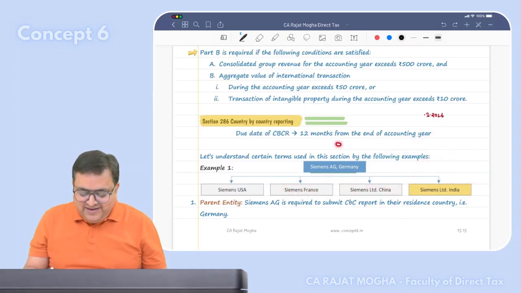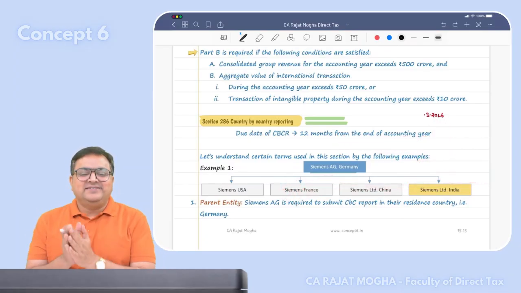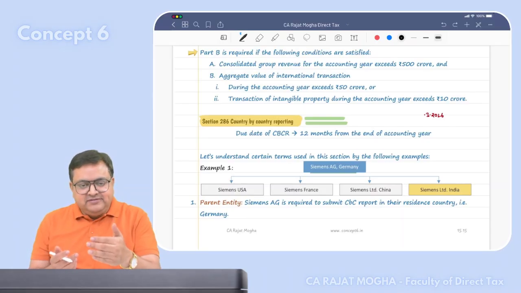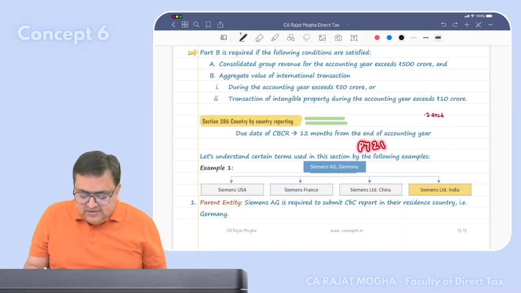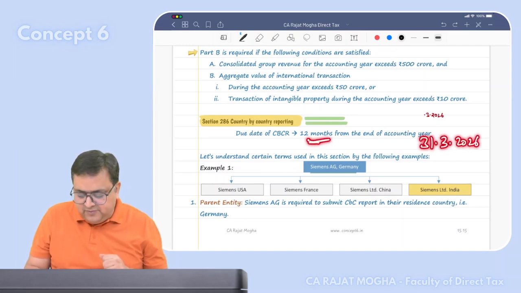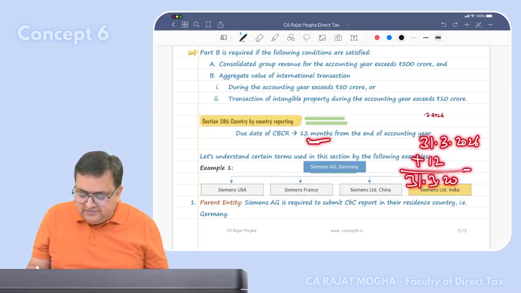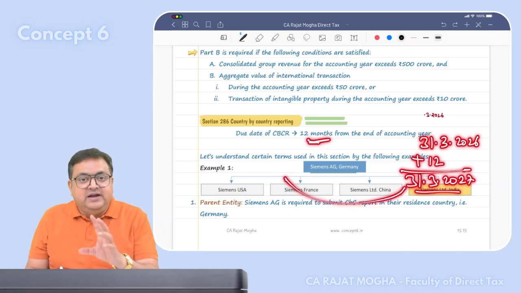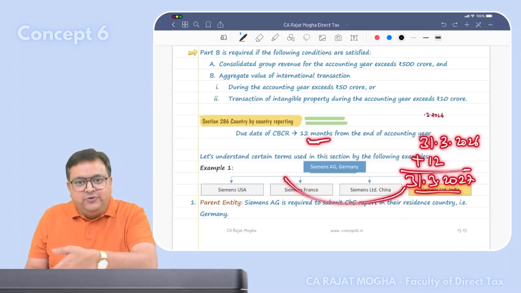Again repeating. What is the due date of CBCR? We are calling it accounting year, but actually it is previous year. When previous year 25-26 ends, it will end on 31st March 26. From here, how many days are there? One year, so 12 months. So what would it be? 31st March 27. This is the due date of CBCR. You have to give us the intimation 2 months in advance.